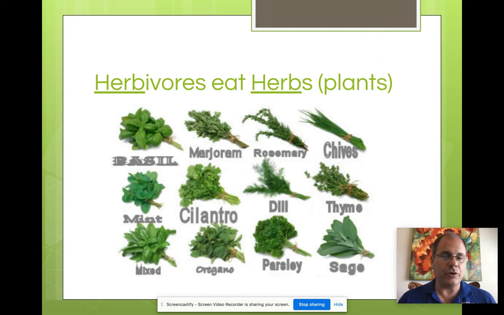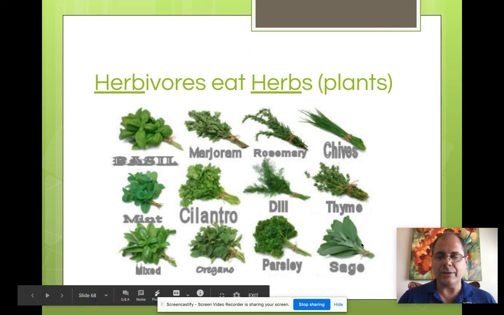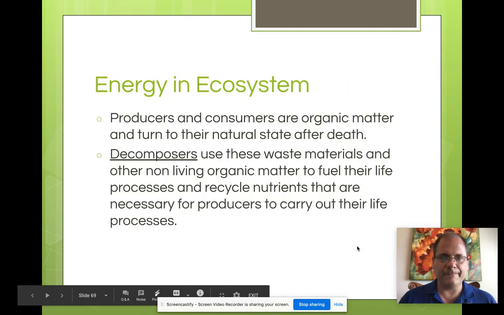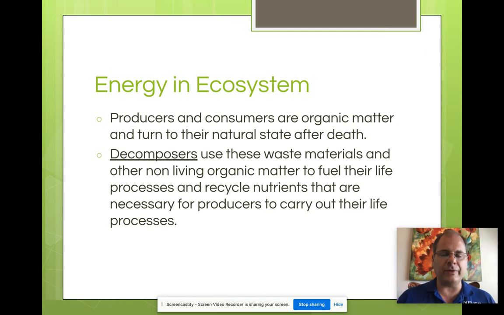Here you have herbs that you might have around the house. We like cilantro with some of our Mexican meals. We like basil in some of our Italian meals, and so on. We like sage in our sausage. And then after things die, they decompose. And so we have some organisms that help things decompose, like fungus and bacteria.